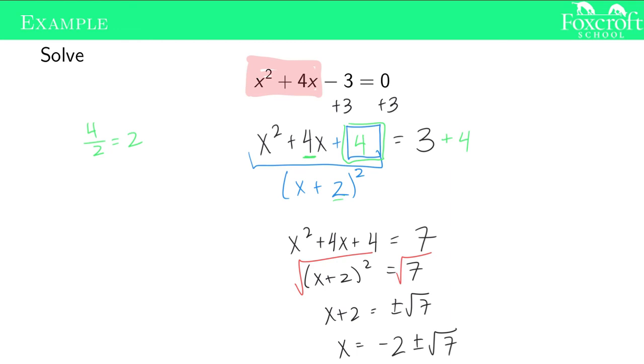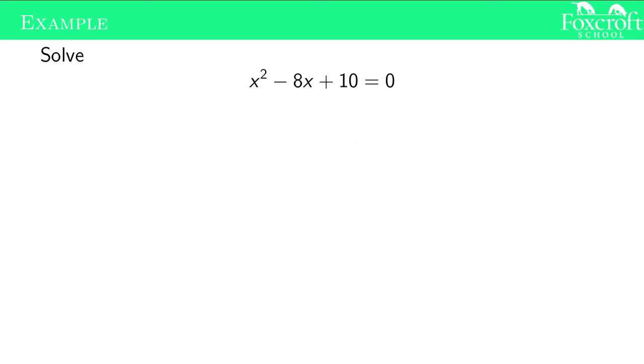You start with the first 2 terms of your quadratic, and you figure out what to add to it to make it an actual perfect square. And we're always going to use half of that b number to help us do that. All right, so let's do some more examples.